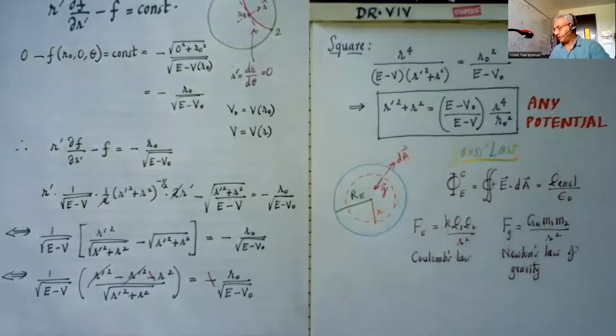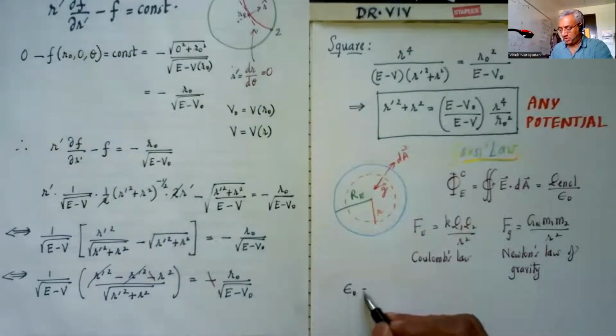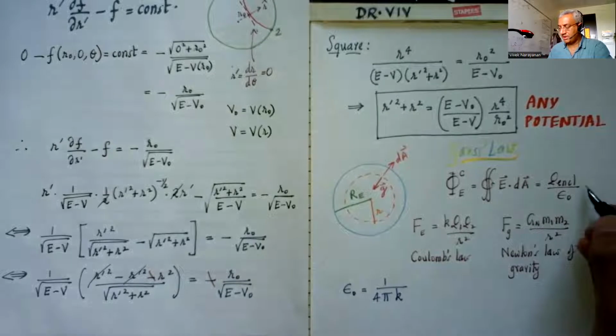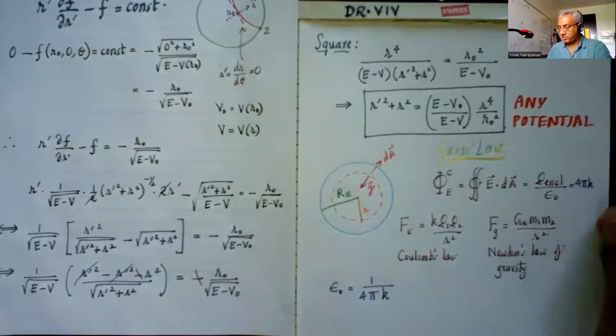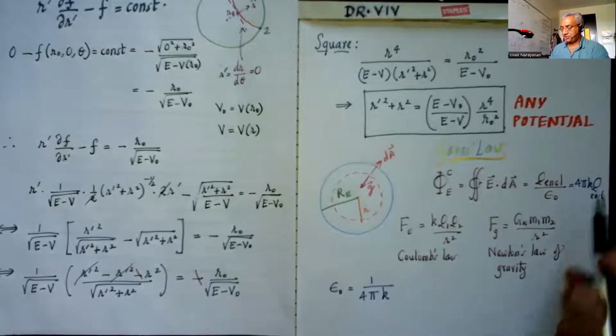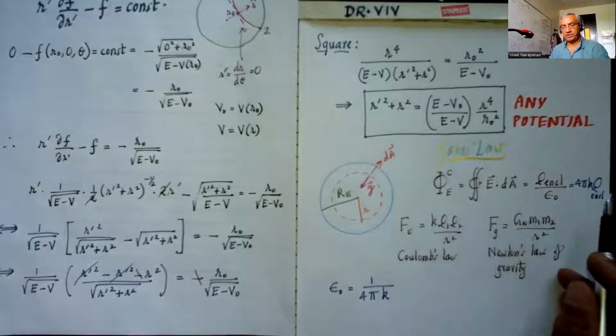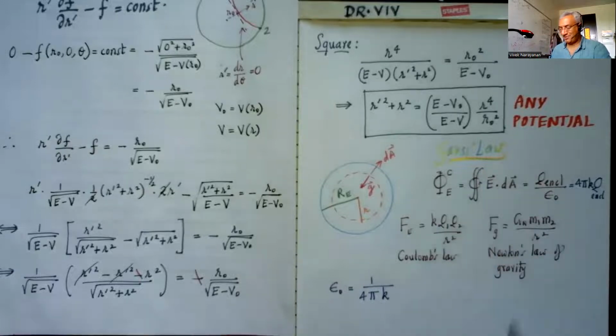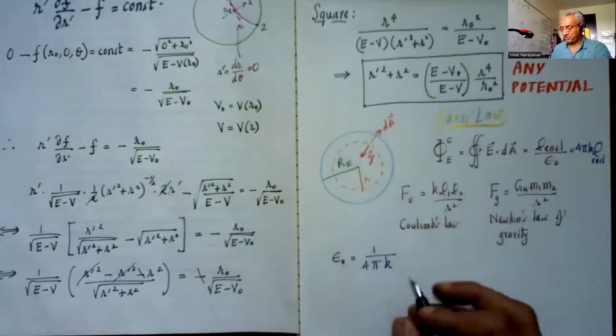The relationship between epsilon and k is the following. Epsilon naught is 1 over 4 pi k. So if you replace epsilon naught by 1 over 4 pi k, you're going to end up getting 4 pi k times Q enclosed. Well, k and G have the same status. So all you have to do is replace k by G, Q enclosed by mass enclosed, and E by g, and I'm done. I have now Gauss's law for gravity.